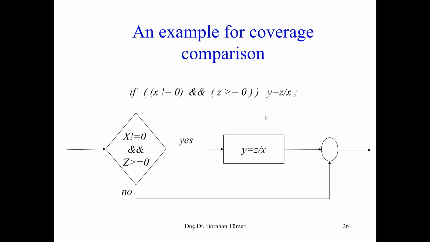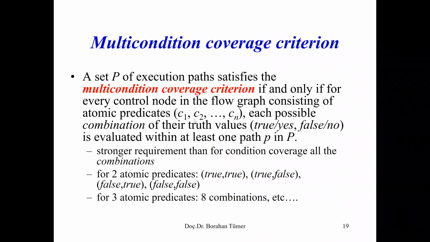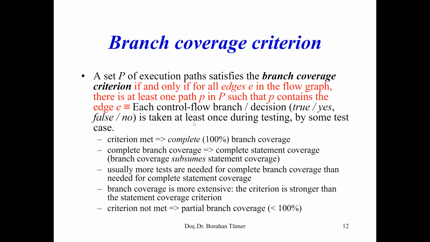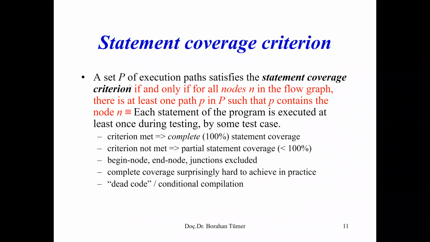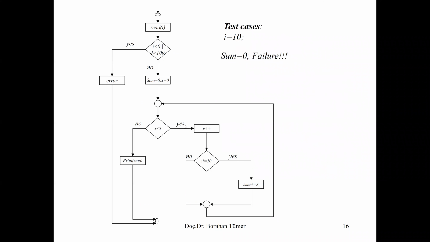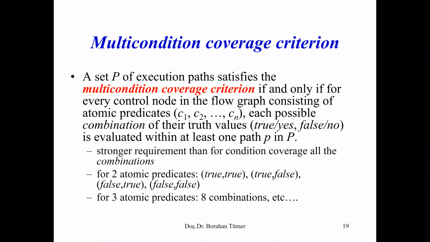What was the complete statement coverage criterion? Let's go back to that first. A set P of execution paths satisfies the statement coverage criterion if and only if for all nodes in the flow graph there is at least one path p in P such that p contains the node m. The complete statement coverage criterion should provide an execution path for each node.